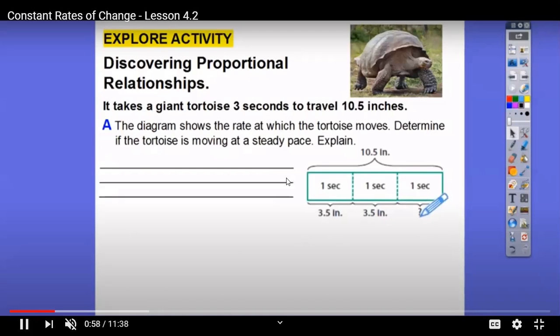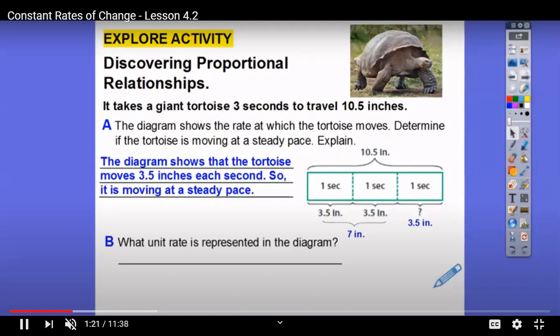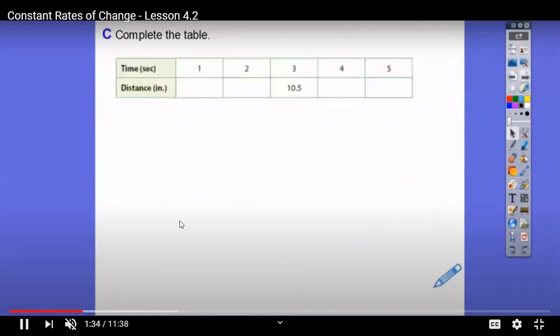So we said that we draw the diagram to show the rate at which the tortoise moves. We have to divide this into 3 parts, and each part will represent 1 second. So the diagram shows that the tortoise moved 3.5 inches each second, so it's moving at a steady pace. What unit rate is represented in this diagram? When we look at the diagram here, we find that the unit rate is 3.5.